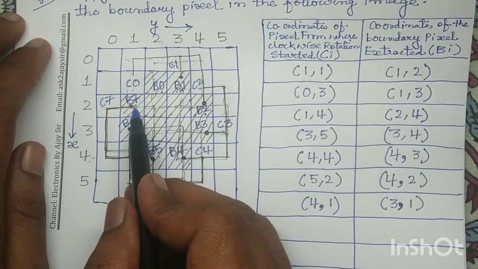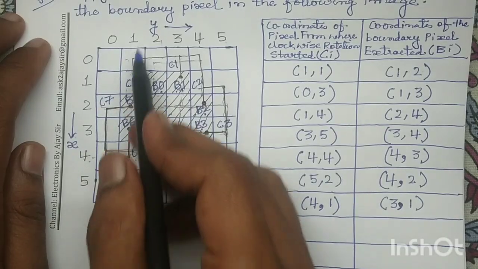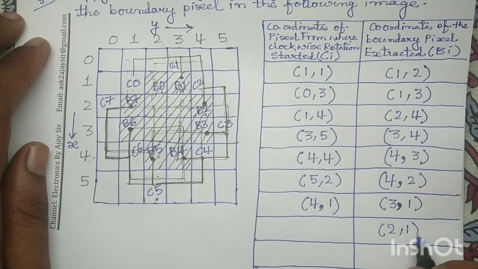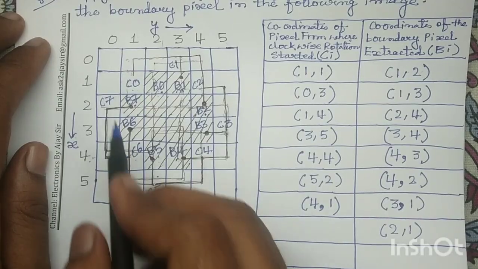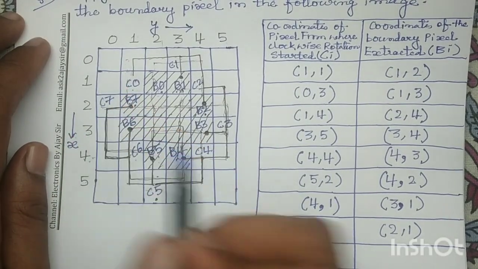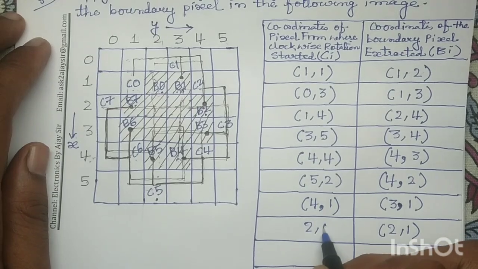Now what is the coordinate of B7? It is 2, 1. So we will write here 2, 1. And what is the coordinate of C7? It is 2, 0. So we will write here 2, 0.